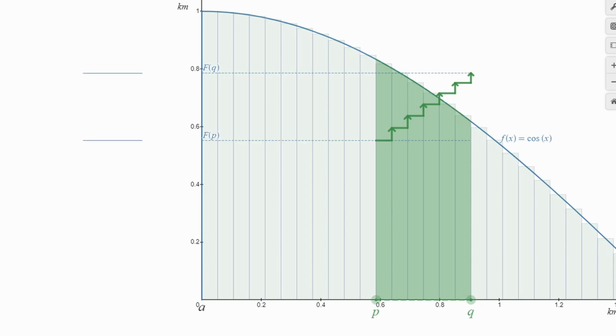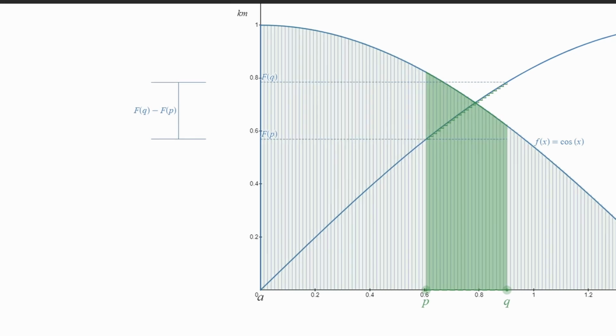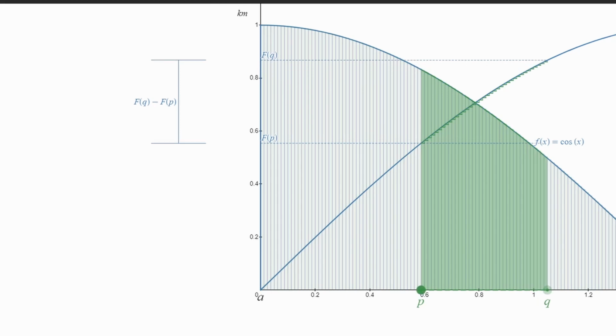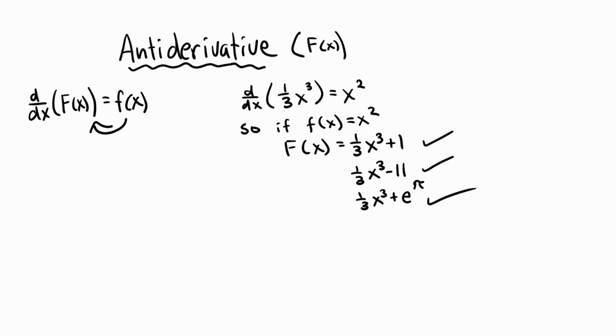Let me see if I understand what you're saying. If we can find an antiderivative function for f of x, then the definite integral equals capital F of Q minus capital F of P. And we don't have to even use the limit definition of the definite integral anymore? That's right. But doesn't this depend on which antiderivative function you choose to calculate F of Q and F of P? After all, there are infinitely many antiderivatives.